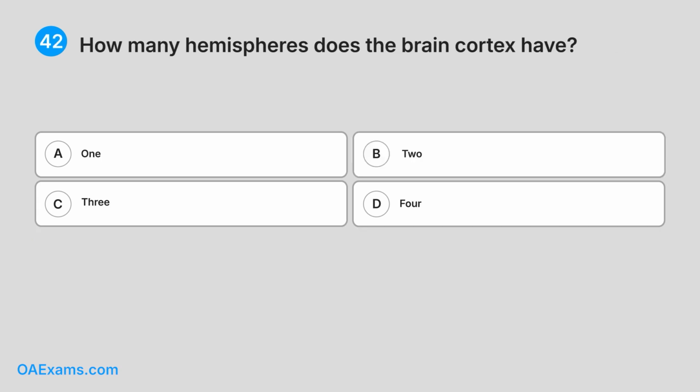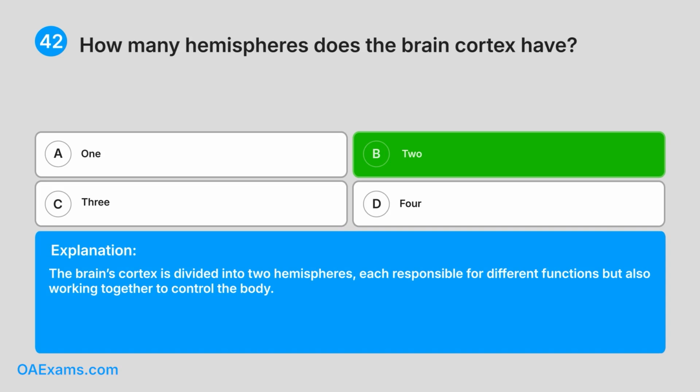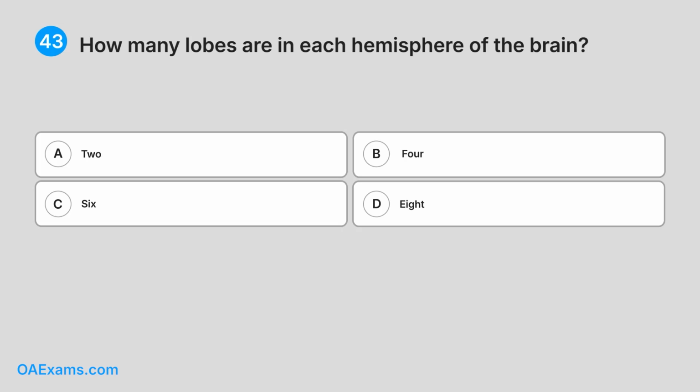42. How many hemispheres does the brain cortex have? A. 1. B. 2. C. 3. D. 4. Can you guess the answer? Correct answer. B. 2. Explanation. The brain's cortex is divided into two hemispheres, each responsible for different functions, but also working together to control the body.